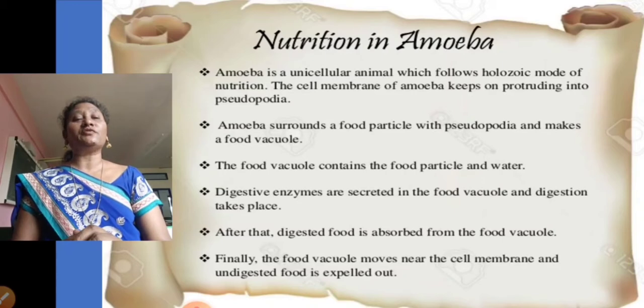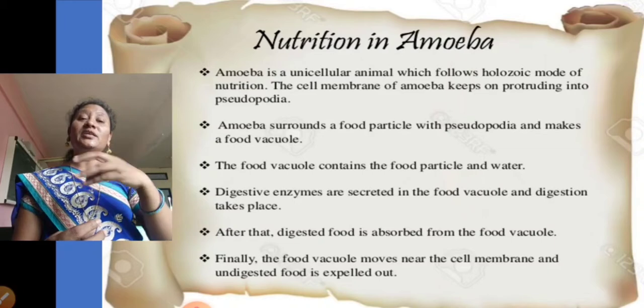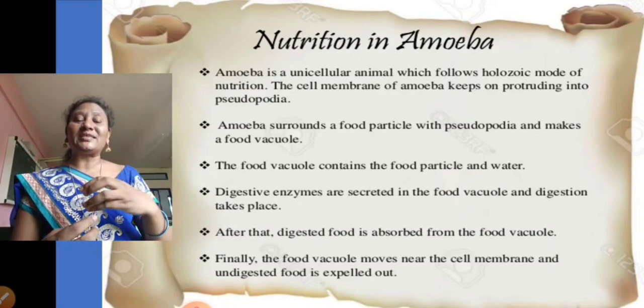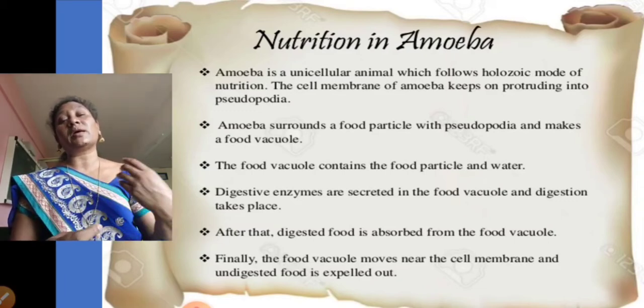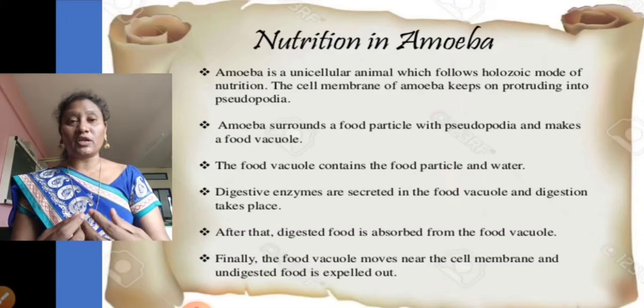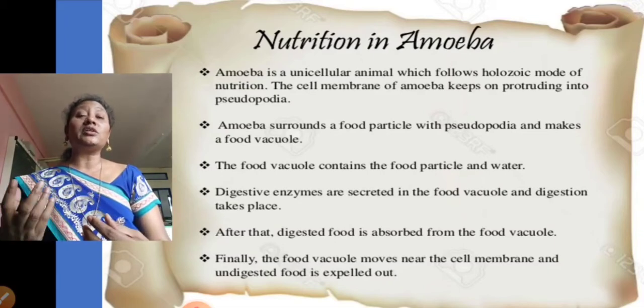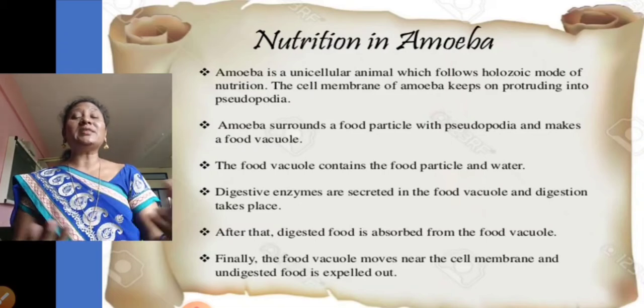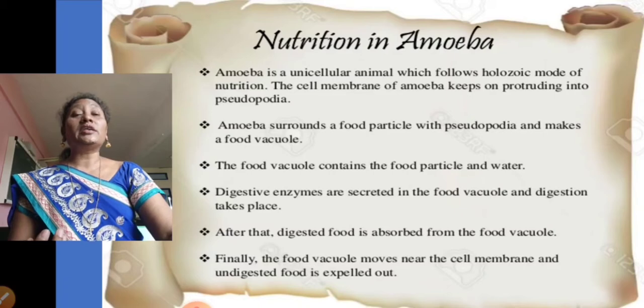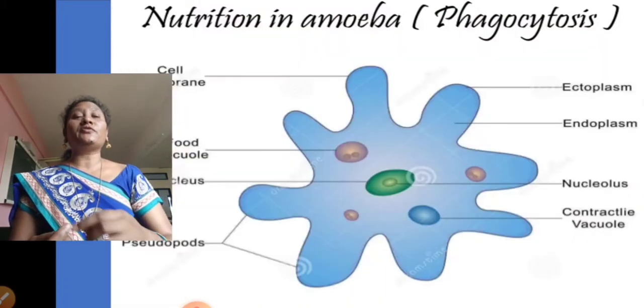After that, digested food is absorbed from the food vacuole. So the digestion completely takes place in the vacuole. After the digestion, it will be spread over to all parts of the body. Finally the food vacuole moves near the cell membrane and undigested food is expelled out. So when the food is spread over to all parts of the body, the unnecessary, unwanted food will be moved towards the cell membrane. So by the cell membrane, exocytosis will take place. So the waste comes out.